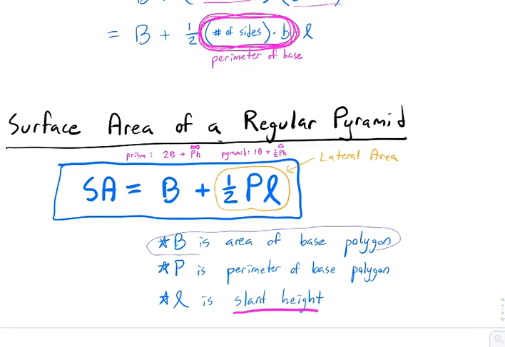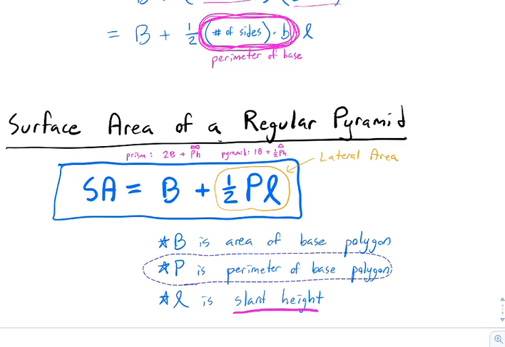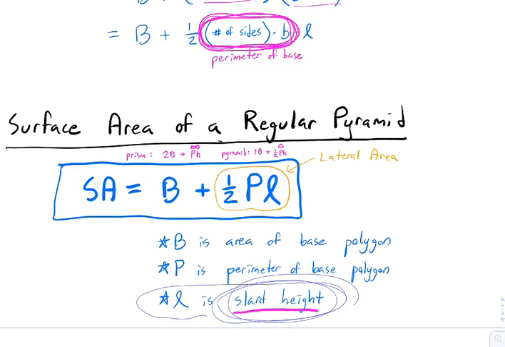B stands for the area of the base polygon, whatever shape it is, pentagon, hexagon, and so on. P stands for the perimeter of the base polygon, again, whatever shape it is. And L stands for the slant height. I made sure to circle and underline slant height, not the height of the pyramid.